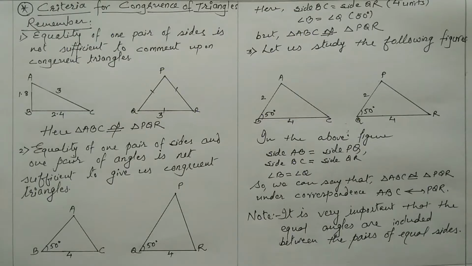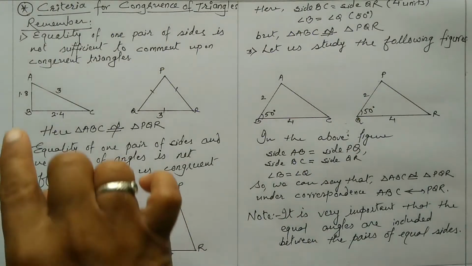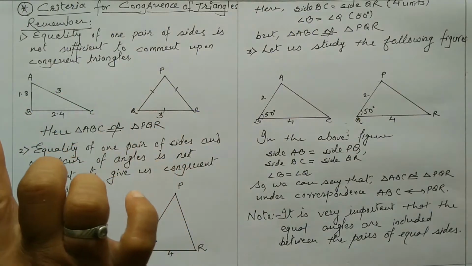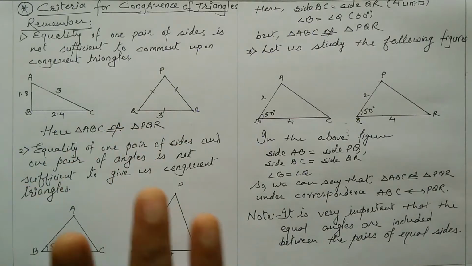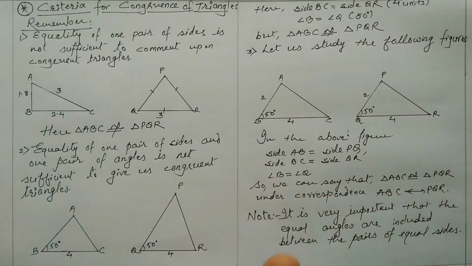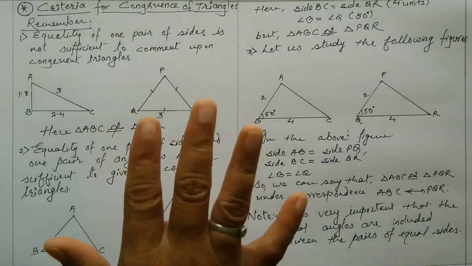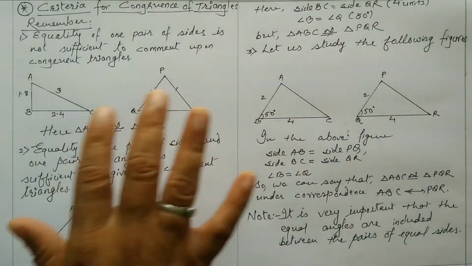Let us see criteria for congruence of triangles. Equality of one pair of sides is not sufficient to comment upon congruent triangles. मतलब one pair of corresponding sides is not sufficient. मतलब अगर दो triangles में सिर्फ एक corresponding side equal है तो that is not correct to say that triangle ABC is congruent to PQR. This is clear from this diagram.